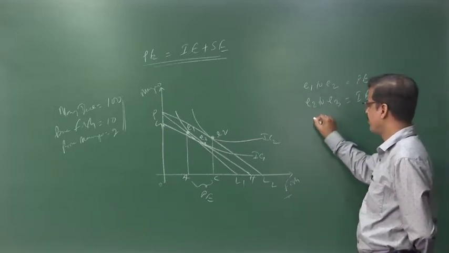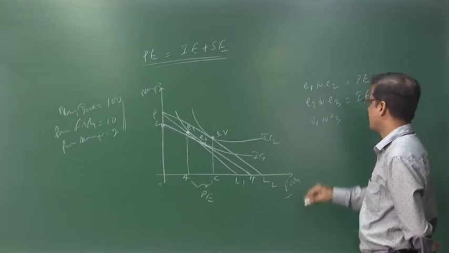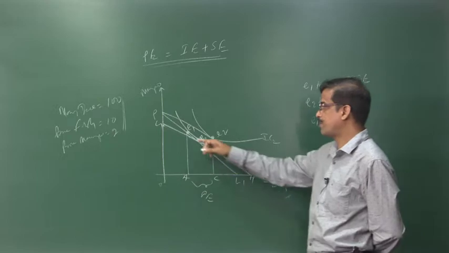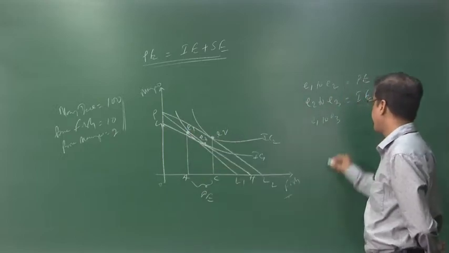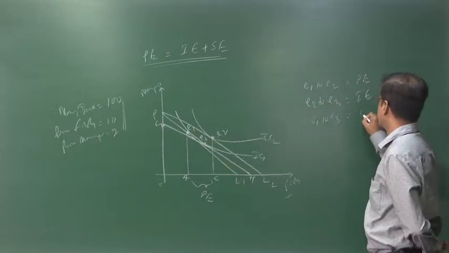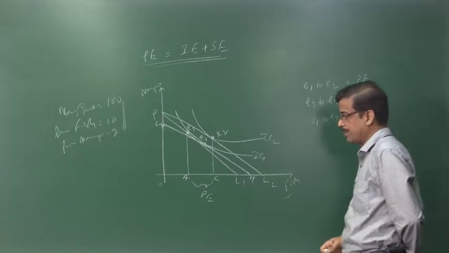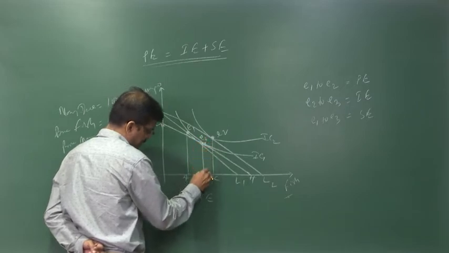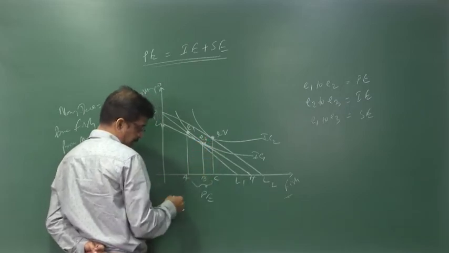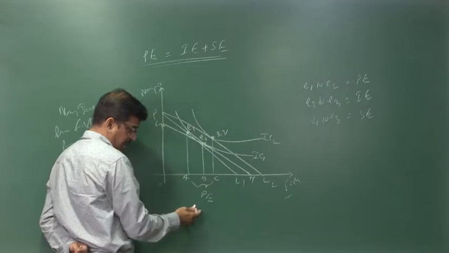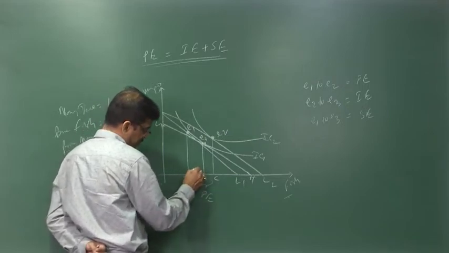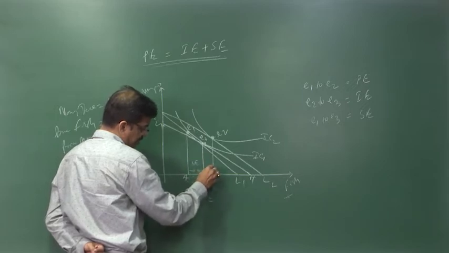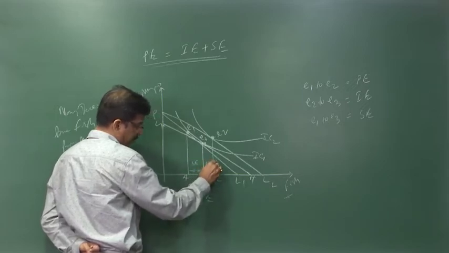And the movement from E1 to E3, that is the relative change in the price, on the same indifference curve IC1, is called the substitution effect. Between E1 and E3, we can drop a perpendicular, let us say the point B. The AC part is called the price effect, this part is the substitution effect, and this part is the income effect.